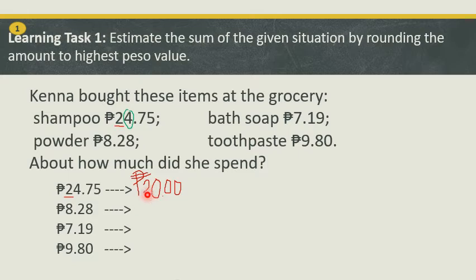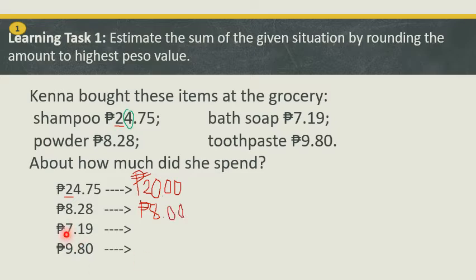Now, dito ay 20 pesos ang estimated price ng shampoo. How about yung powder? Since ito yung ating highest peso value, ang katabi niya is 2, which is mas mababa siya. Pag ni-round up natin, mananatili pa rin yung 8. Okay? Then, papalitan natin ng 0 lahat yung nasa dulo.